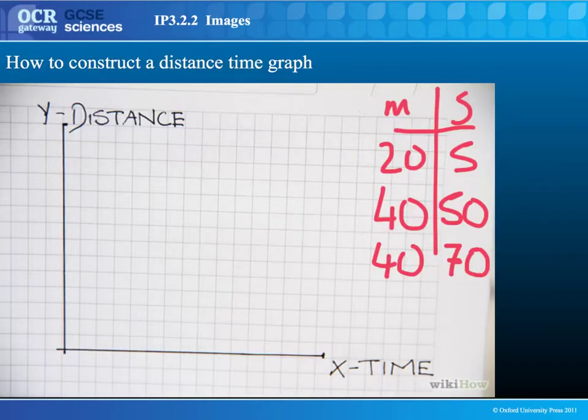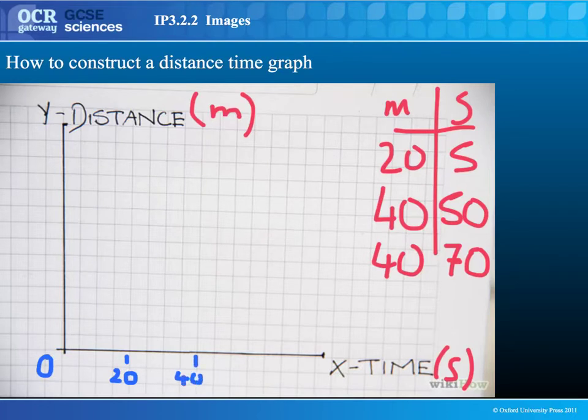The first thing to do when you're constructing a distance time graph is to make sure that you label your axes correctly. Time always goes along the x-axis and needs a unit, in this case seconds. Distance goes on the y-axis and needs a unit, which in this case is meters. Your scale should always be set out and evenly scaled. So in this case I need to go up to 70.